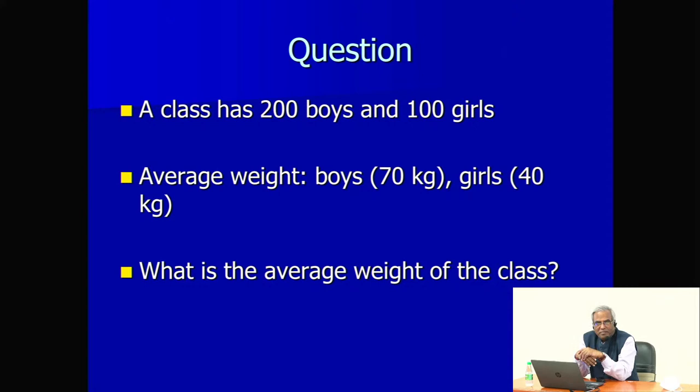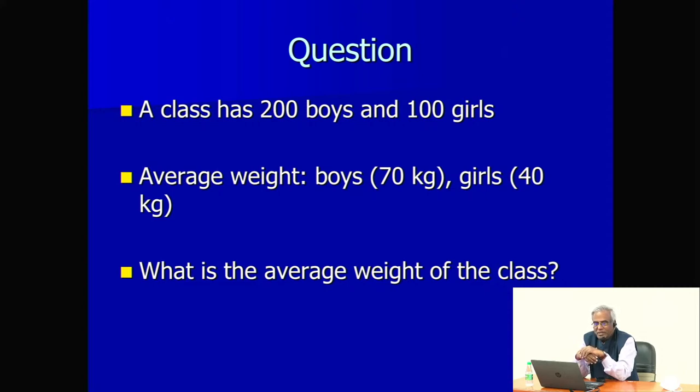If I just keep in mind the twice the number, then I can give twice the weight to 70 kg, which means 2 into 70, which is 140, plus 1 into 40, which is 40, 180 divided by 3 also gives 60, right? So you have to keep in mind the proportion or the relative size of the boys and girls. If they were equal, then my formula would work, right?